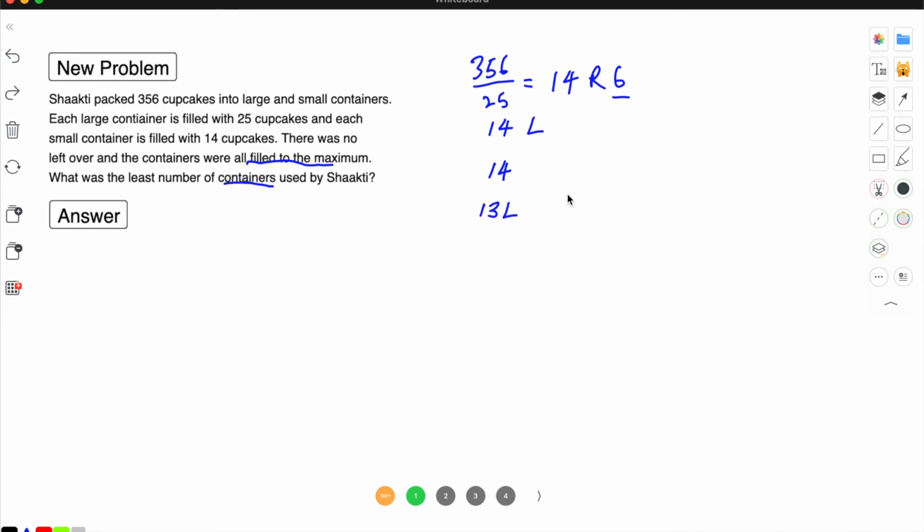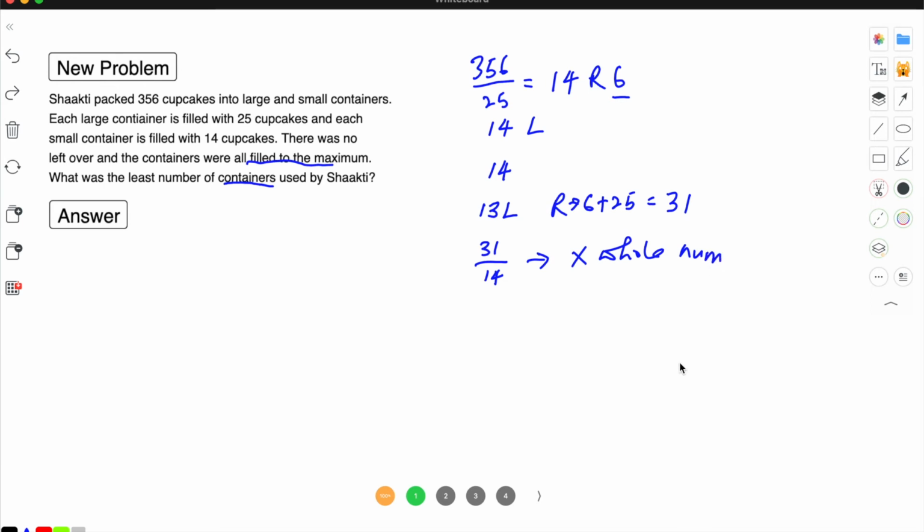Of course the remainder will be increased, because one large container can take 25. It means that the remainder will be equal to 6 plus 25 now. That will give us 31. So for 31, we're going to use the small containers now, divided by 14. If you press the calculator, you will know that this will not give you a whole number.